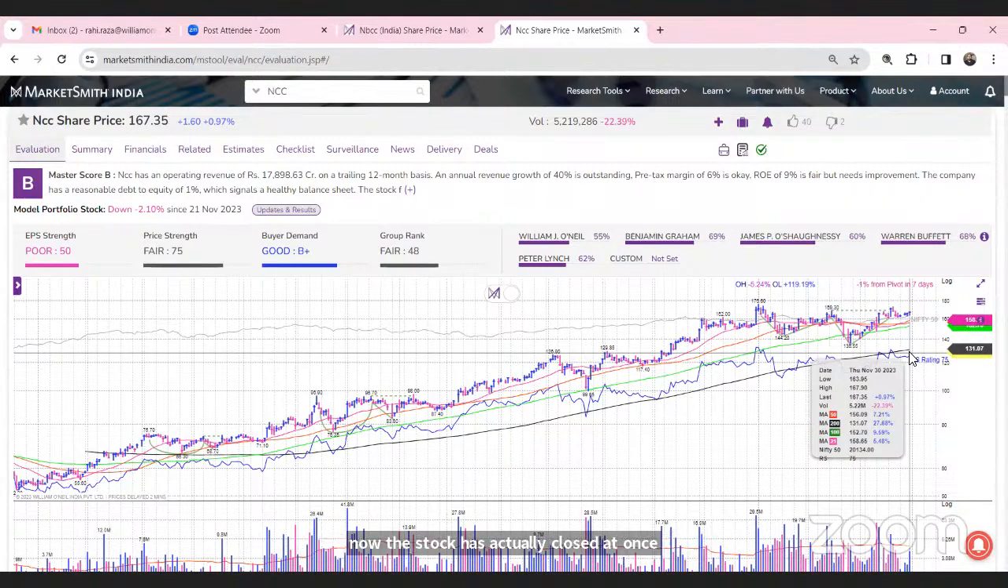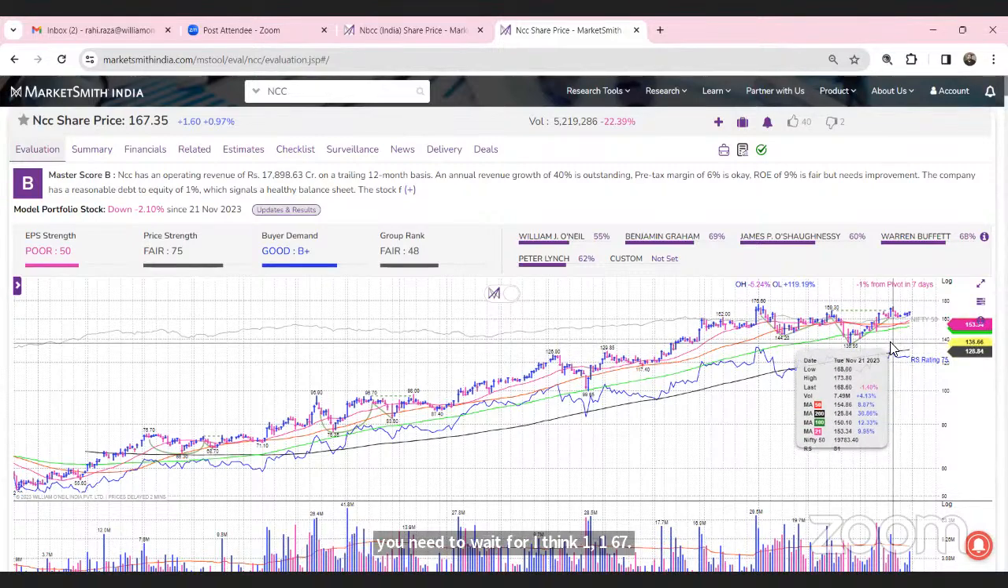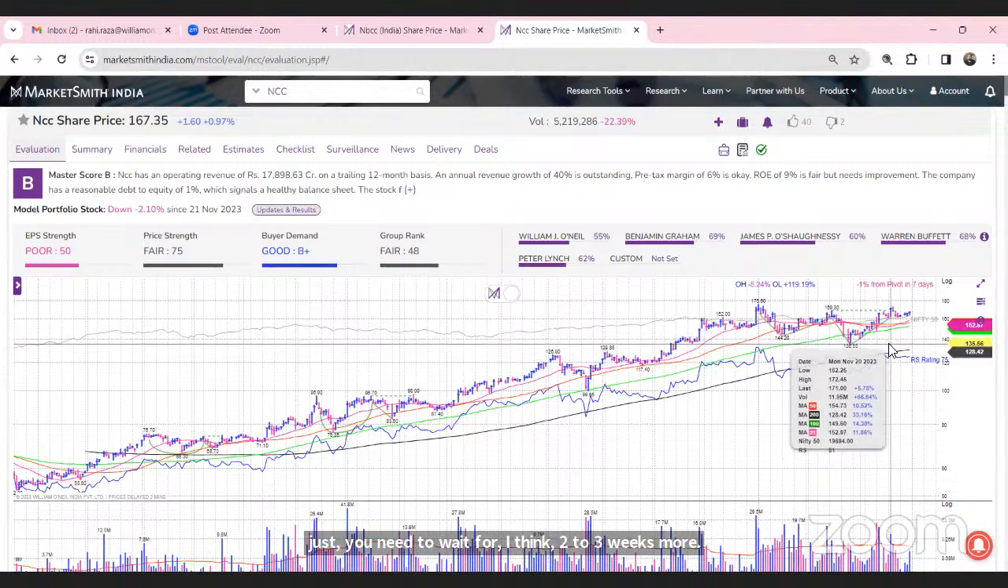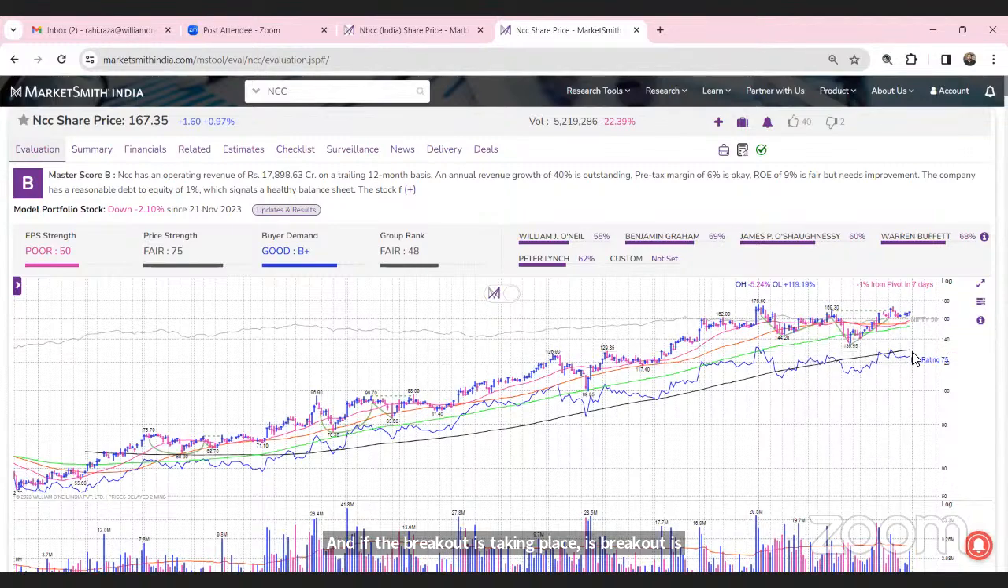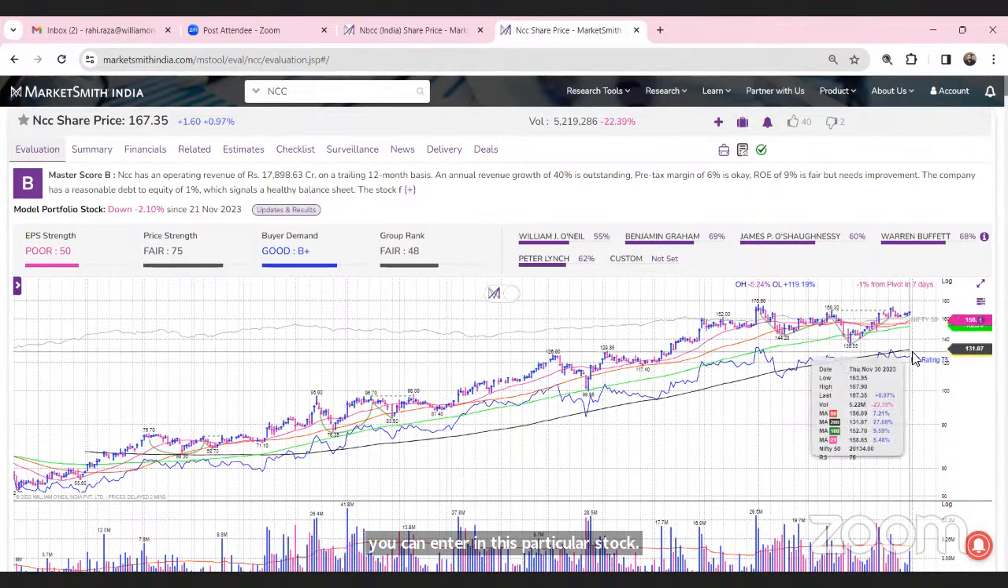167. So you just need to wait for 2 to 3 rupees more. And if the breakout takes place, then I think that will be the point where you can enter this particular stock. And as I said, if someone is looking to enter the stock before the breakout, they can also do that, but they have to manage their stop loss as well.